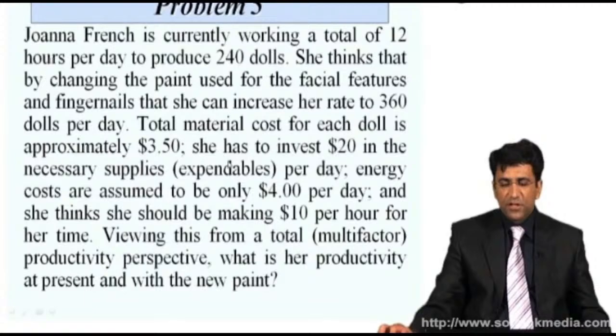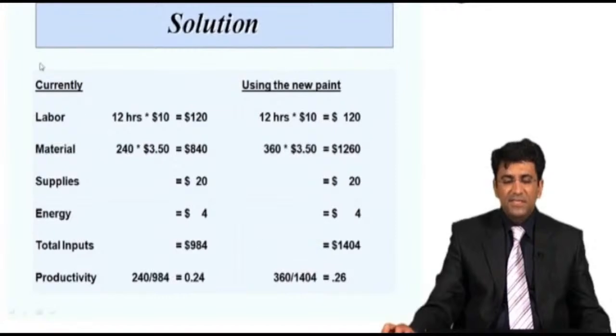Another input is supplies cost, which is $20. Now this is per day. Again, energy cost is $4. Again, this is per day cost. Now students, this is her current productivity information. That is, the labor is equal to 12 multiplied by 10, 120, as I just discussed. Material cost, because $3.5 is the unit cost, so we will multiply this unit cost by total output. So we can get the total material cost as $840.